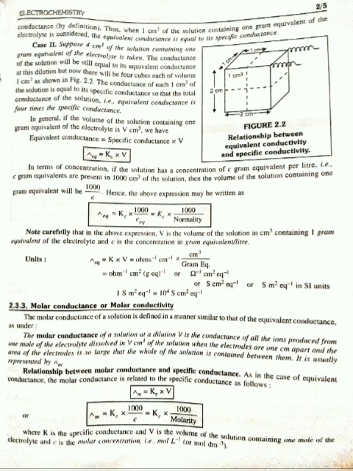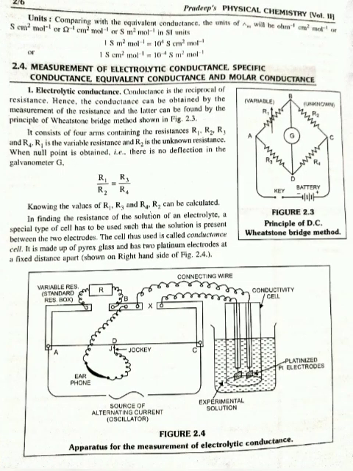Relationship between molar conductance and specific conductance. As in the case of equivalent conductance, the molar conductance is related to the specific conductance as follows: lambda m is equal to Kv into V, or lambda m is equal to Kc into 1000 upon C, which is Kc into 1000 upon molarity, where K is the specific conductance and V is the volume of the solution containing 1 mole of the electrolyte, and C is the molar concentration, that is mole per liter or mole per decimeter cube.